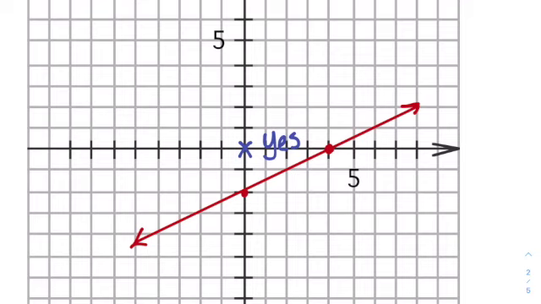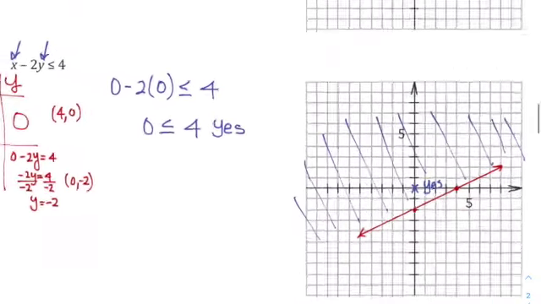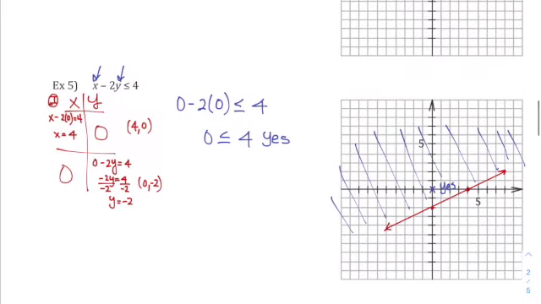And I told you guys to shade the yes side. So you are shading the side where the yes is located. And that is how the problem can be done. Okay? That's one way. And the second way I'm going to show you is moving things around to get slope-intercept form.